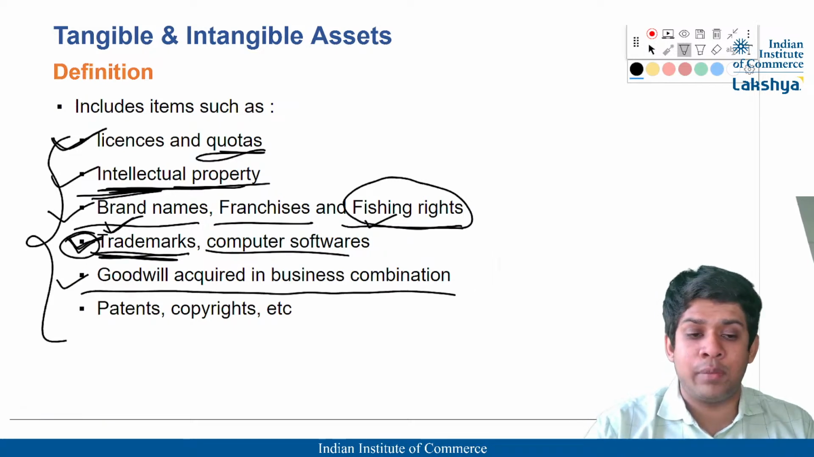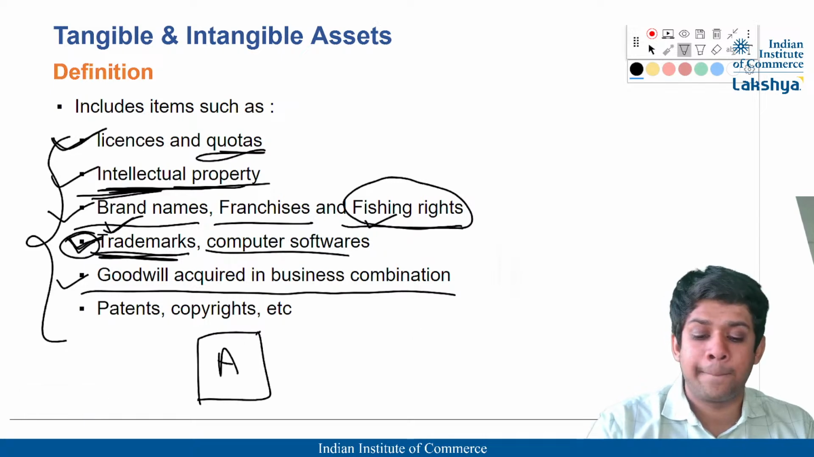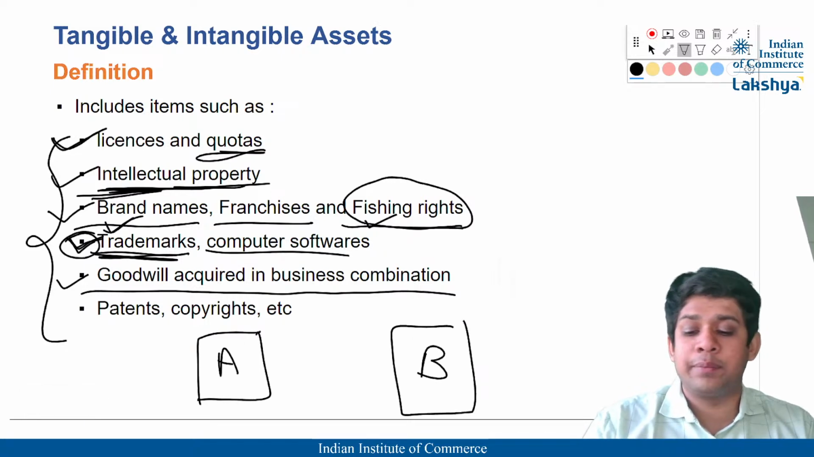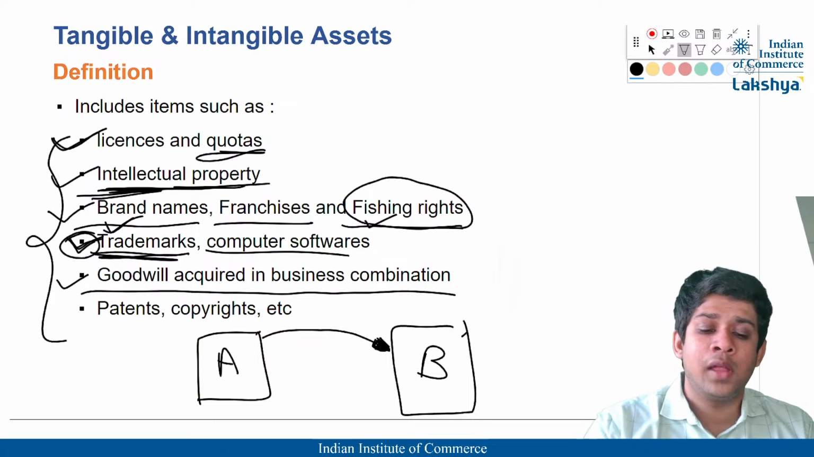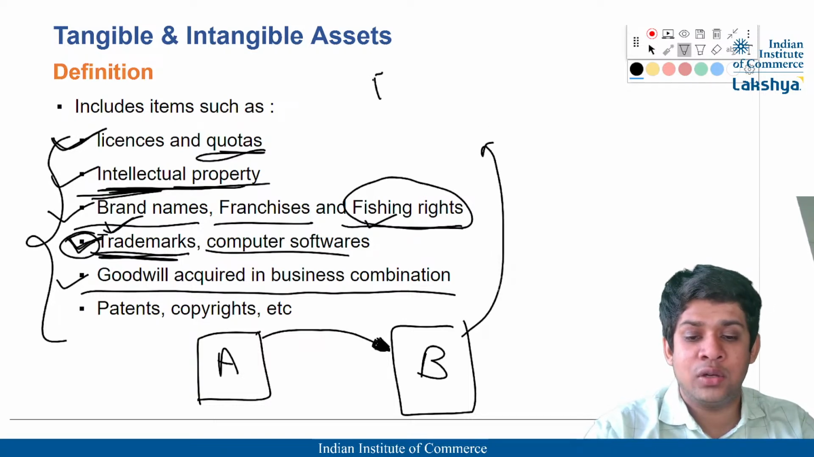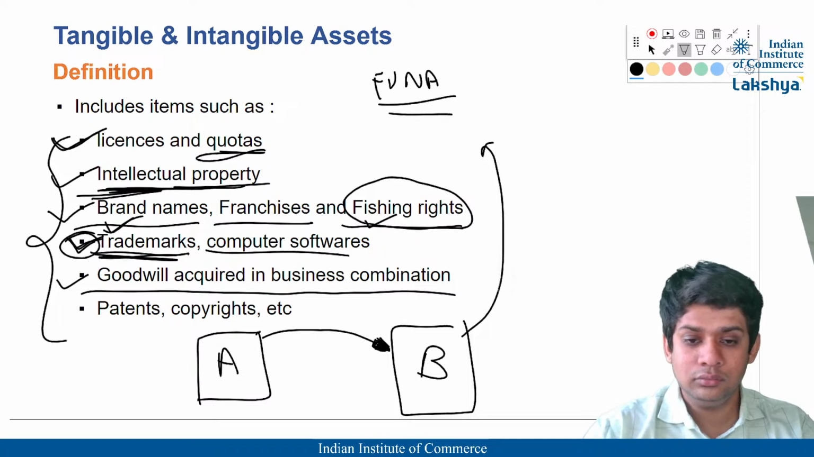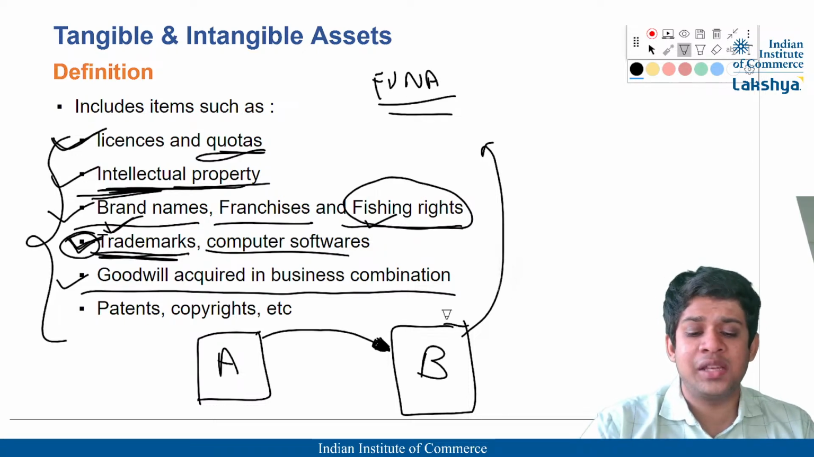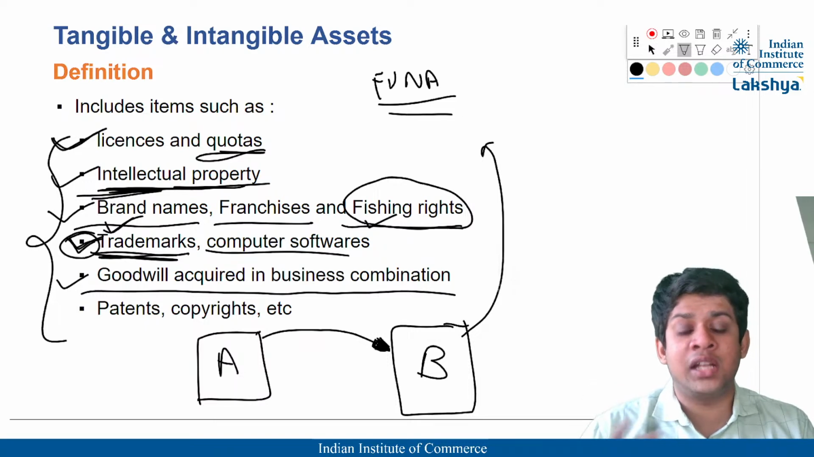Goodwill acquired in a business combination. Now, what is goodwill acquired in a business combination? Maybe there is one company, that is company A, and there is another company which is company B. Company A wants to purchase company B. Company B says, okay, you can purchase my company. Company B has a fair value of net assets. Net assets means nothing but what remains after deducting all the liabilities from the total assets of the company, right? That is your net assets, which is nothing but the equity of the company.